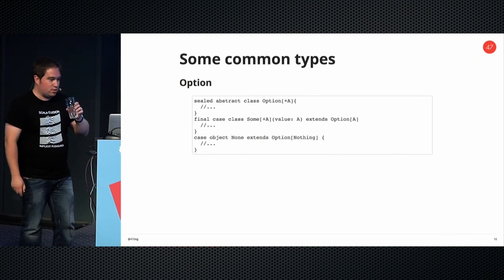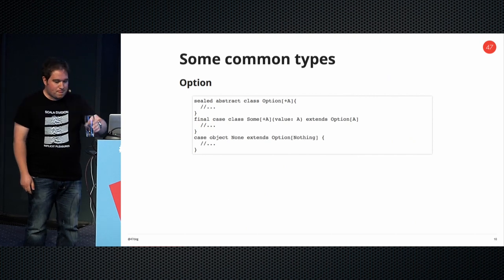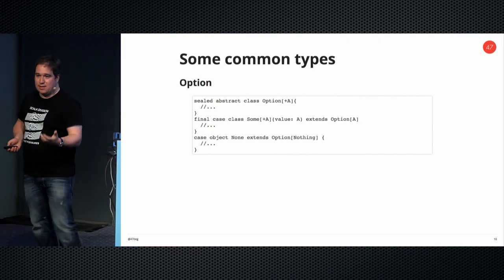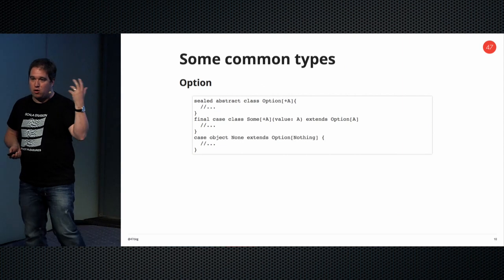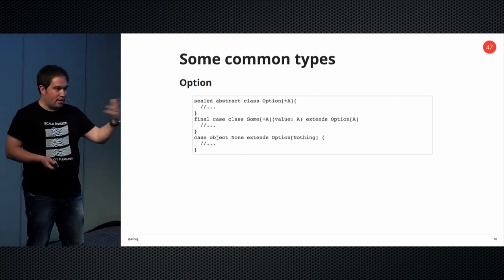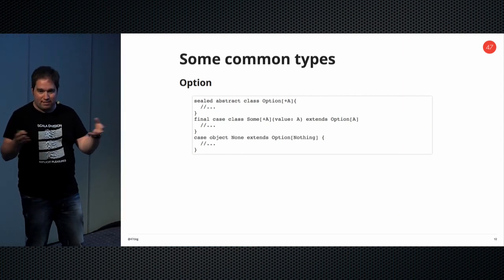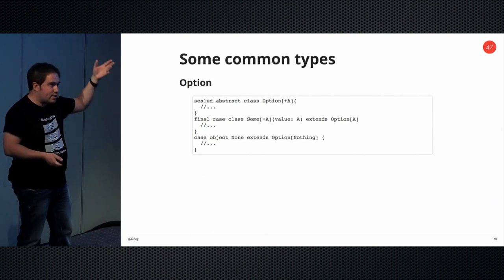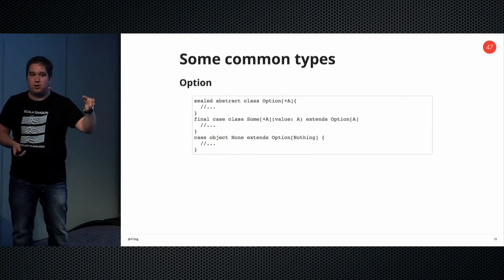Hopefully there's nothing too surprising here. And so this is what it means to be an algebraic data type: we've got a coproduct here, in that we can either have a sum or we can have a none. We can't have both.